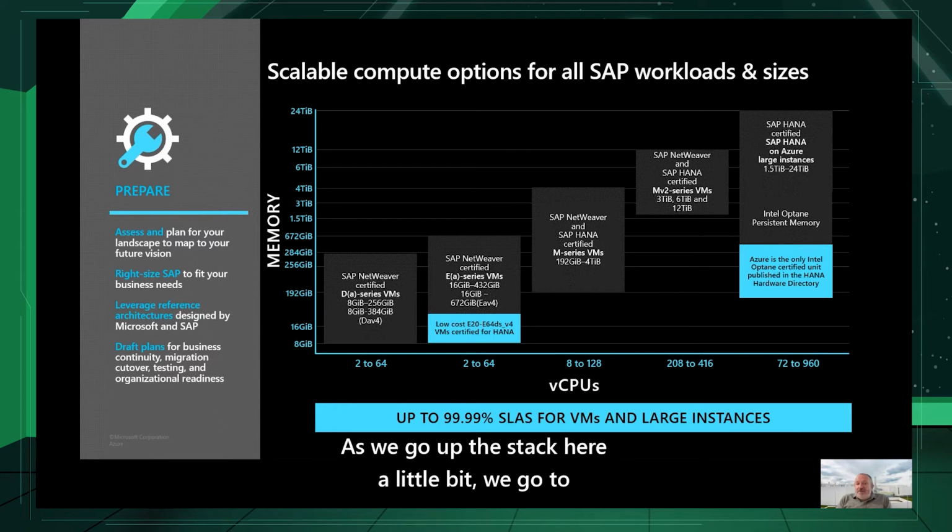As we go up the stack here a little bit, we go to the larger VMs that we have to really get into the high end, where we have 3 terabyte, 6 terabyte, 12 terabyte machines, or VMs that are delivering up to close to 500,000 SAPS, 480-ish to be more precise, used by quite a few customers. We do have scale-out certification as well, for example, for the 12 terabyte unit, where we do have customers that use 3-node scale-out or S/4HANA scale-outs here.